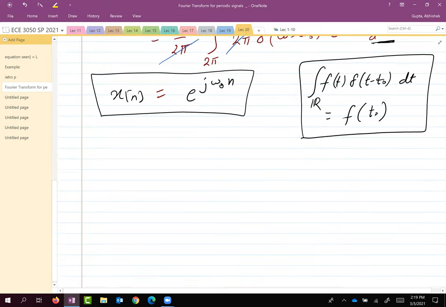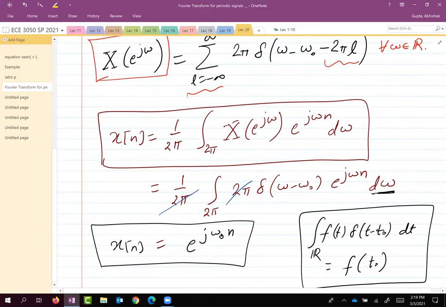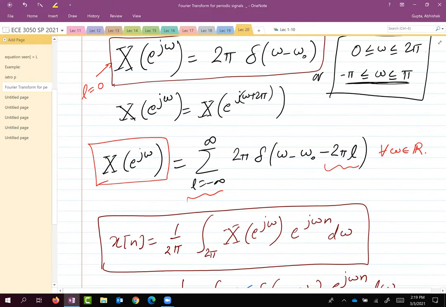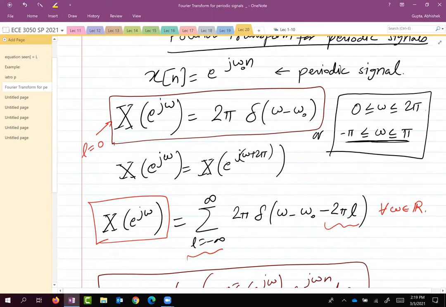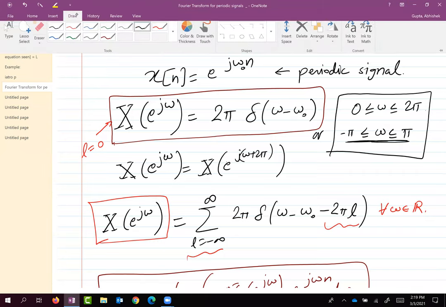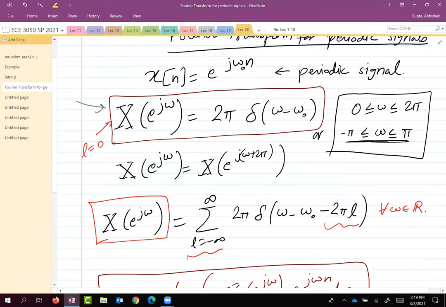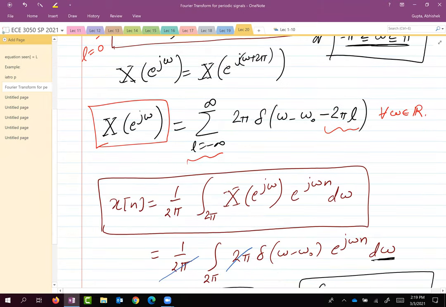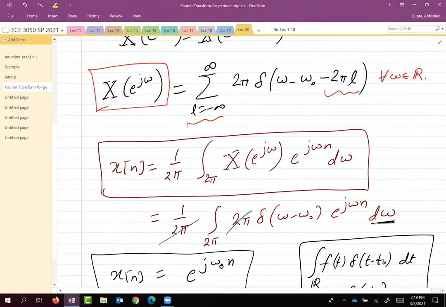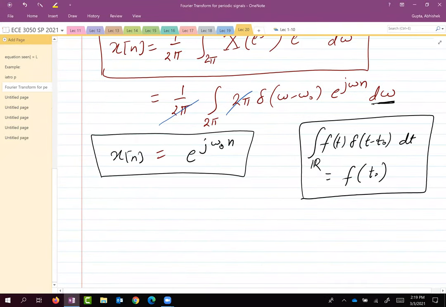Now, so everyone understands this. We wanted to define the Fourier transform for periodic signals. So we came up with a way to define it, which is this particular method using the delta function. And then we took the inverse Fourier transform and we saw that that particular expression seems correct. So therefore that's how we will define the Fourier transform.